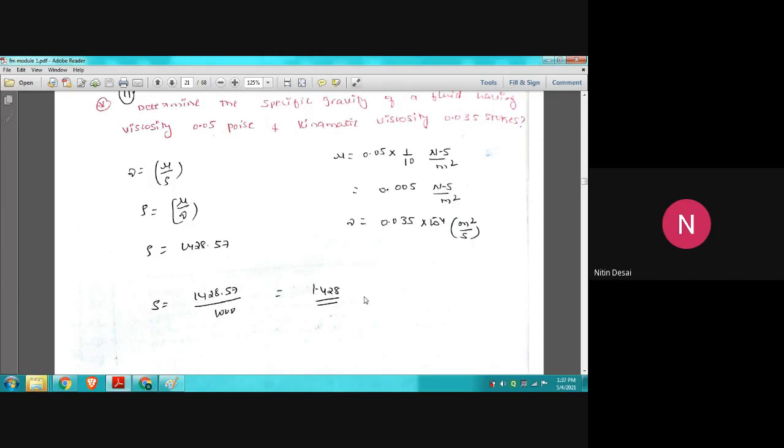I hope it is correct. Yes, it is correct. So if you got 1.427 or 1.428, in that range only, no problem. This is the correct answer. Those who have got it correct, no? That is correct.